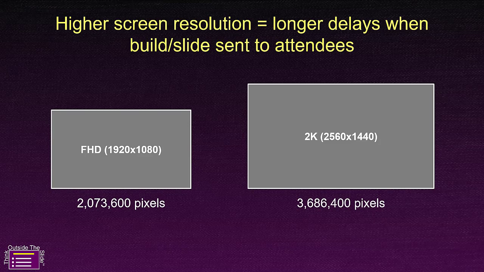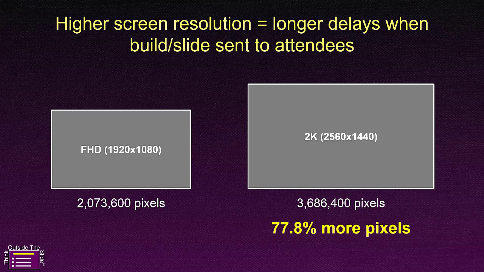Well, it doesn't seem like it's that much bigger. In fact, there are 77.8% more pixels that the meeting platform has to send from your computer every time you do a build or you go to a new slide. That's going to take time. The more pixels it has to send to the attendees, the longer they're going to have to wait to see whatever new came up on your screen.